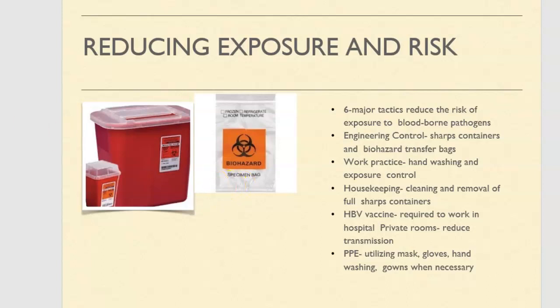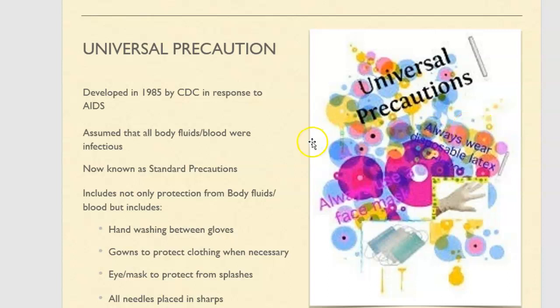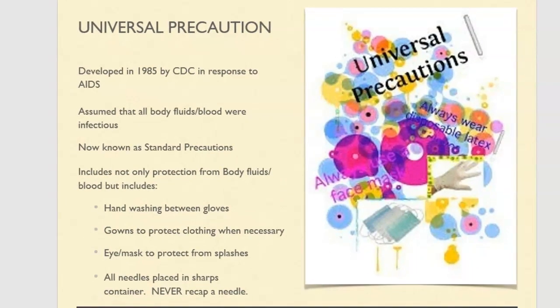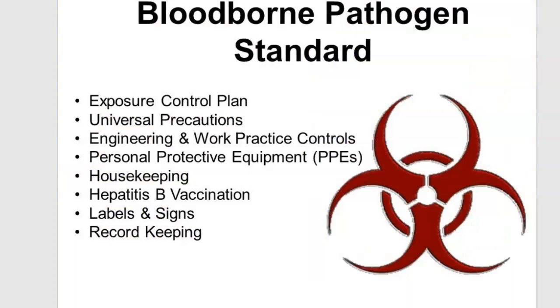So first, I want to talk about what universal precautions are. Universal precautions were introduced by the CDC back in the 80s, and basically they were meant to protect everybody from any type of bloodborne pathogen. So first of all, what is a bloodborne pathogen? Well, a bloodborne pathogen is what we see here: some type of exposure to a disease such as hepatitis B or HIV.